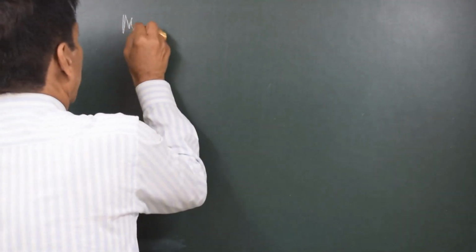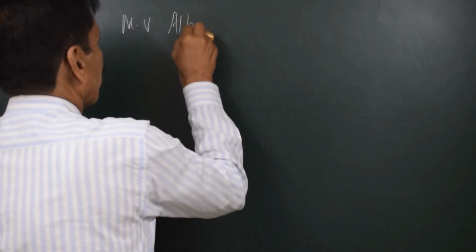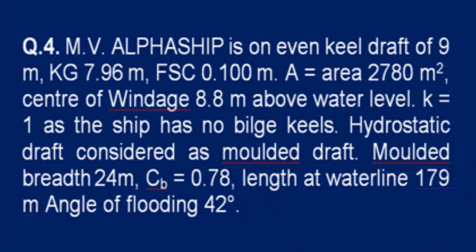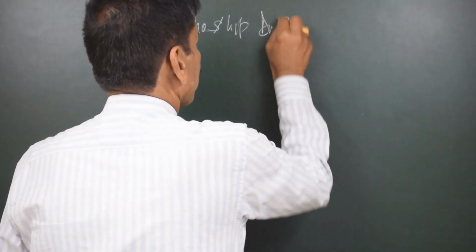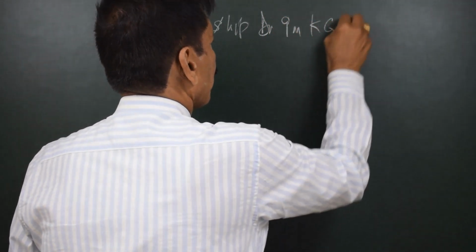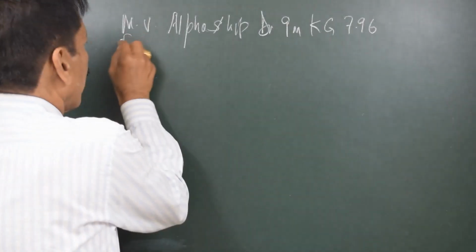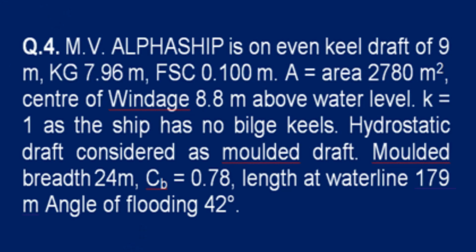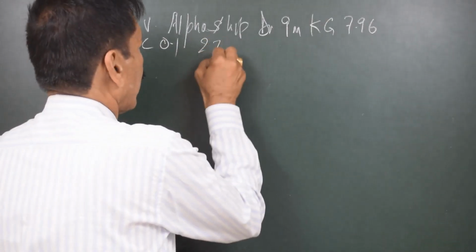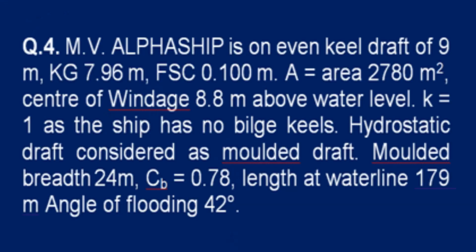The question is: MV Alpha ship is on even keel draft of 9 meter, KG 7.96. Free surface correction, FSC, is 0.1. The side windage area is 2780 meters square. That is the windage area. Center of windage is 8.8 meters above the water level.